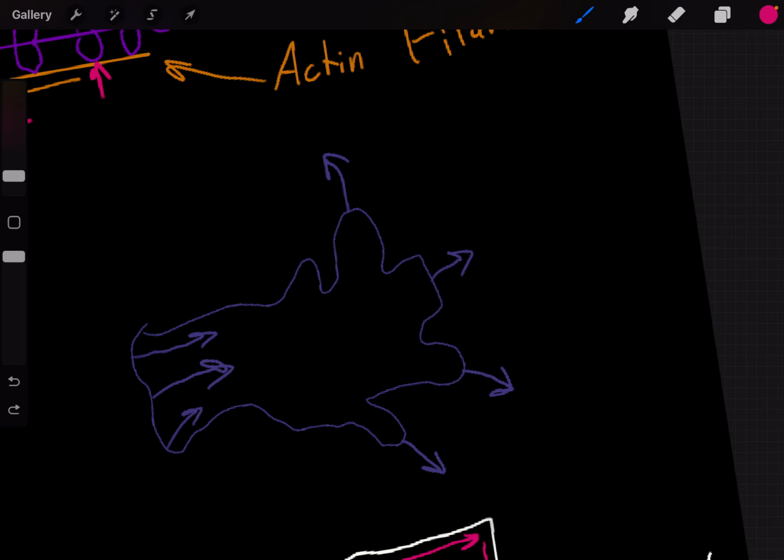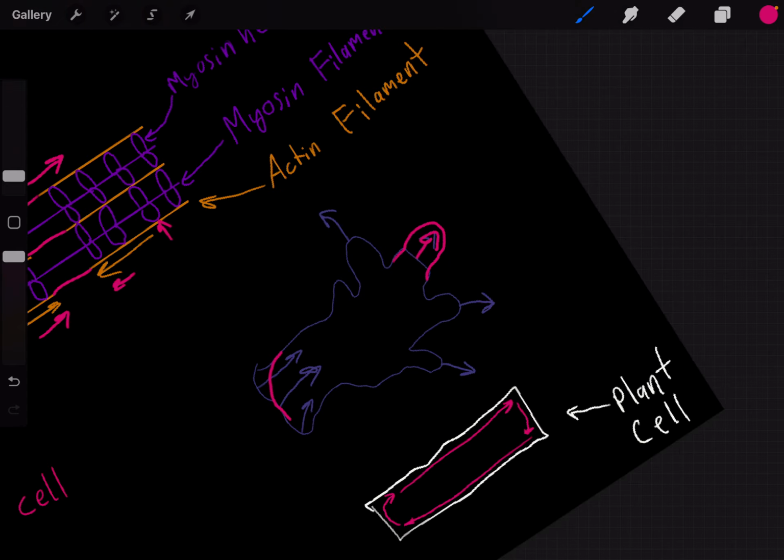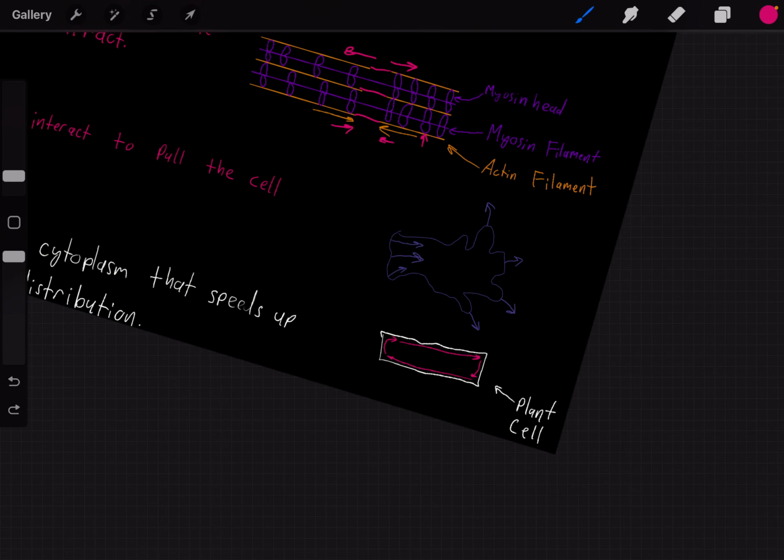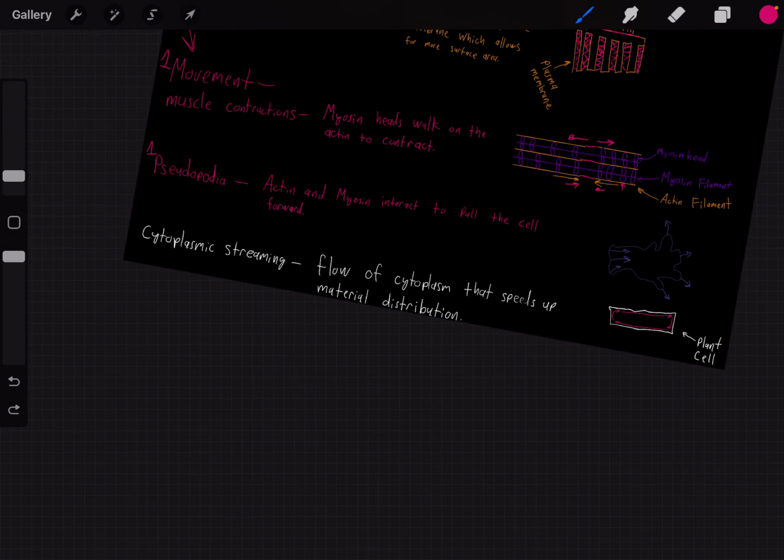So if the cell wants to go this way, it will expand the cell and it will de-expand from this side, so it'll make it less. You can call it false feet, but the main thing is called pseudopodia.